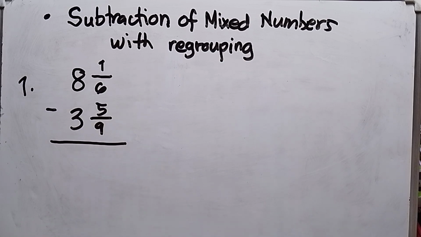This maths is intended for grades 5 and 6. And to those who are willing to join with me solving number 1, and later I will give you number 2 that will be your task, and your answer will be placed in the comment. So for number 1, I have 8 1/6 minus 3 5/9.